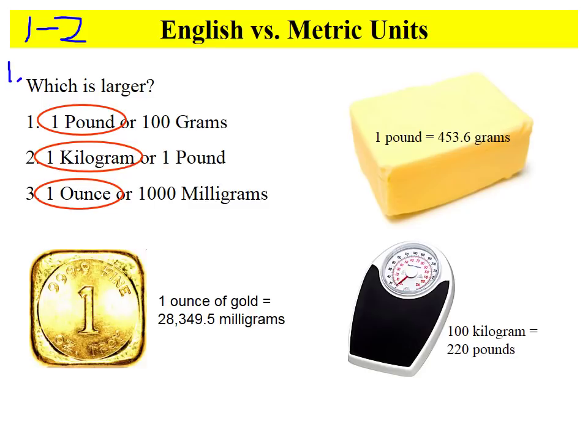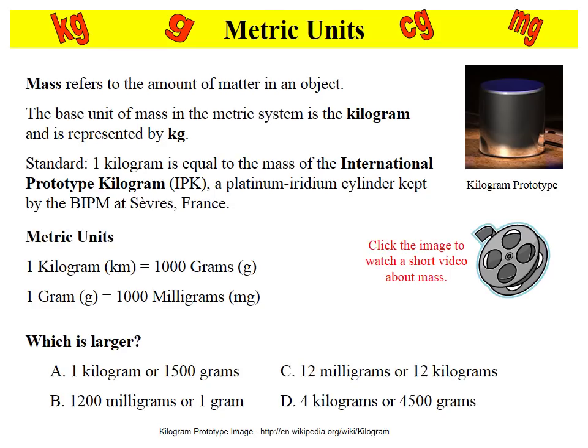So 1 ounce of gold, for example, would be equal to 28,349.5 milligrams. And by the way, these three will answer your number 2, whereas this part is number 1. So this part goes through numbers 3 through 7.